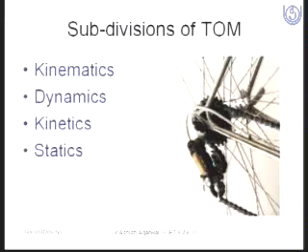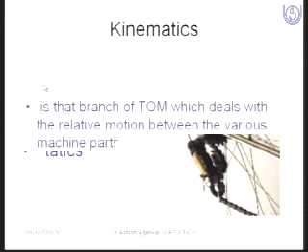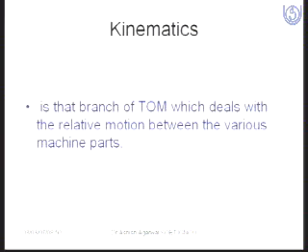This is one topic, theory of machines, but it constitutes many sub areas. For example, these are the four basic major areas: kinematics, dynamics, kinetics and statics. Kinematics basically deals with the motion, the relative motion between the parts of a machine. It does not tell us the effect of the forces.